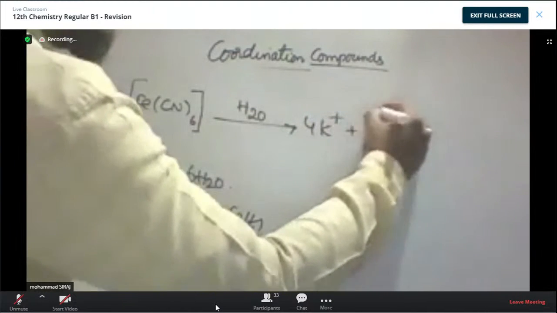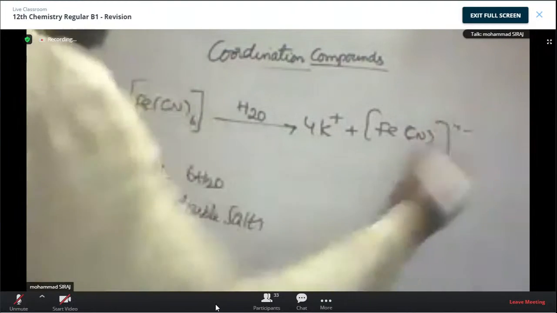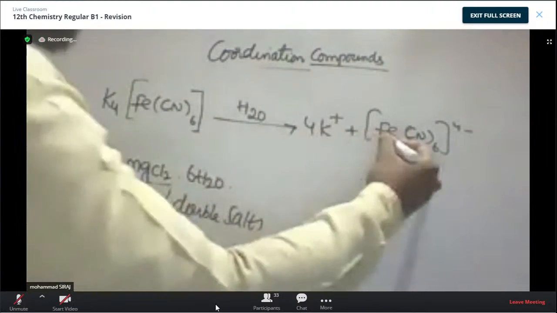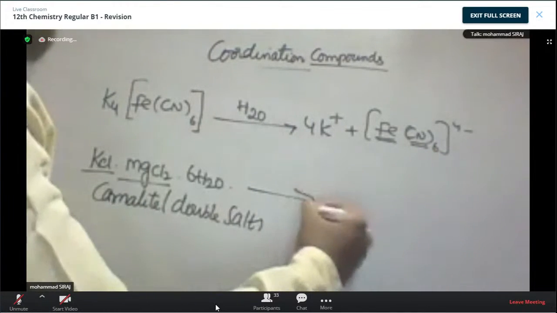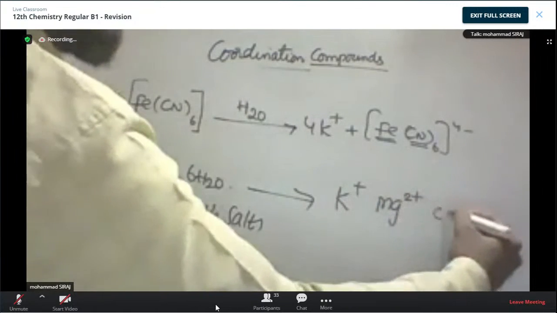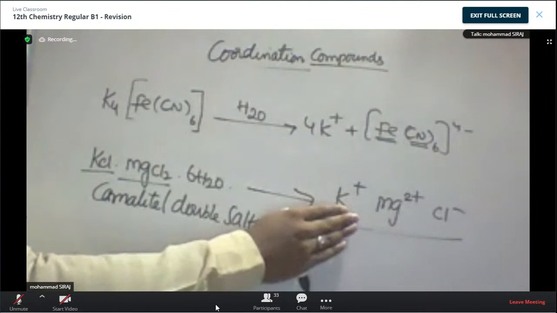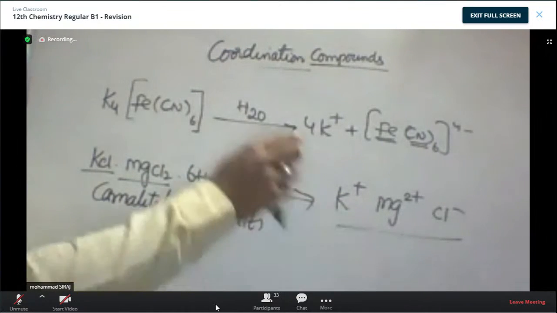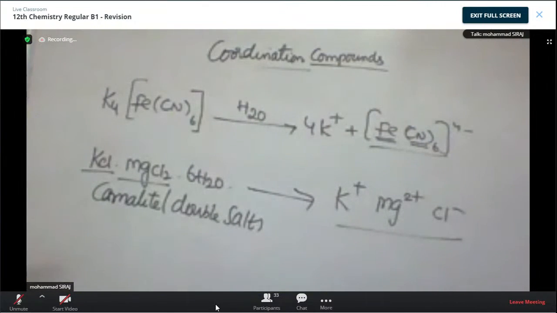We'll get 4K+ ions plus [Fe(CN)6]4-. Here there is no chance of separate iron ion and cyanide ion. But when you dissolve this double salt in water, what ions will we get? K+, Mg2+ and Cl-. Here we get separate, individual ions, but in the complex individual ions are not possible. You will get a complex ion. That is the difference between a complex compound and a double salt.